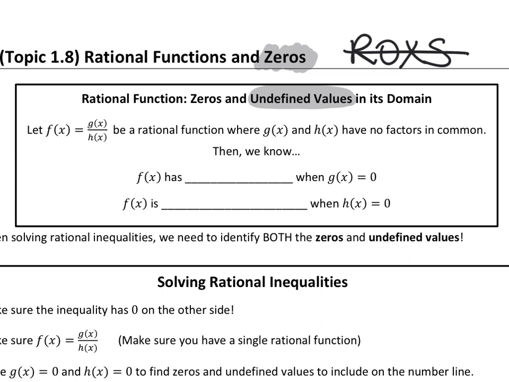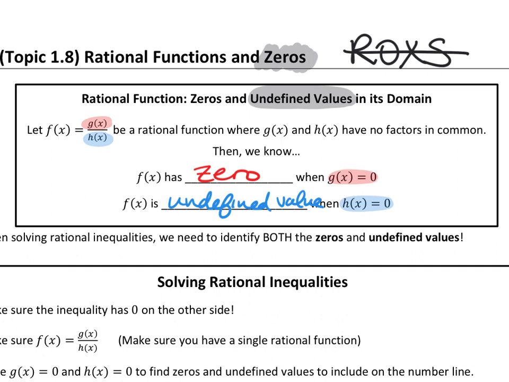When the top of the fraction is equal to 0, then f of x is going to have a 0 at that point. So when the numerator is equal to 0, you will have your x-intercepts. You will have your zeros. But when the denominator function, when h of x is equal to 0, you're going to have what's called an undefined value. Again, next class we will talk about what specifically happens at those undefined values, but for today we're just going to be finding those undefined values.